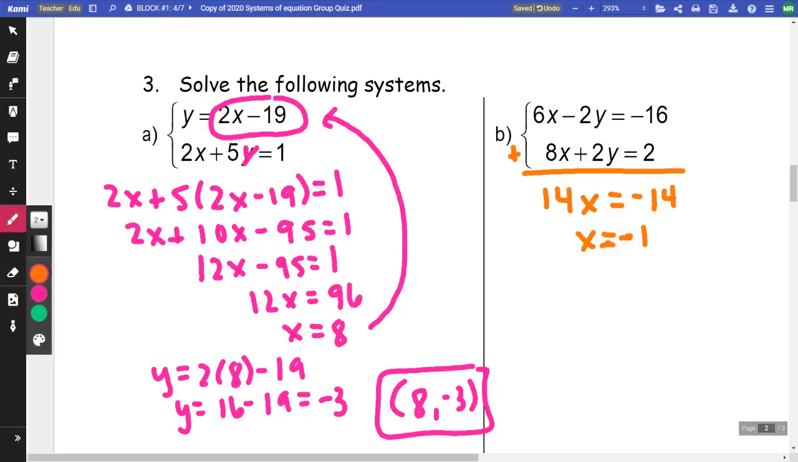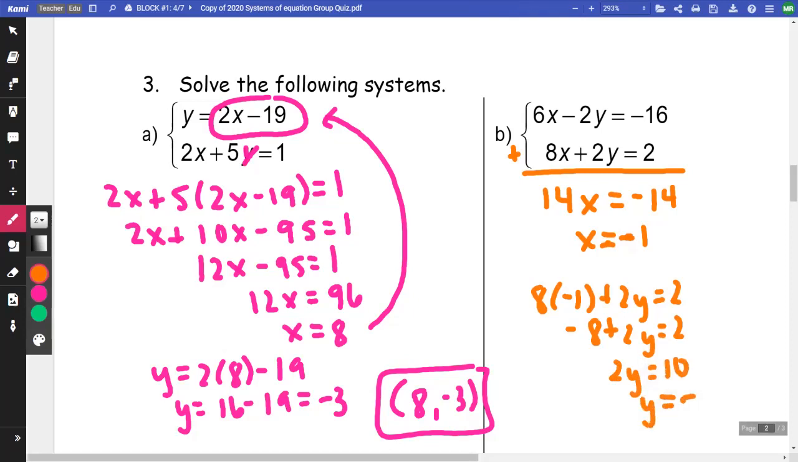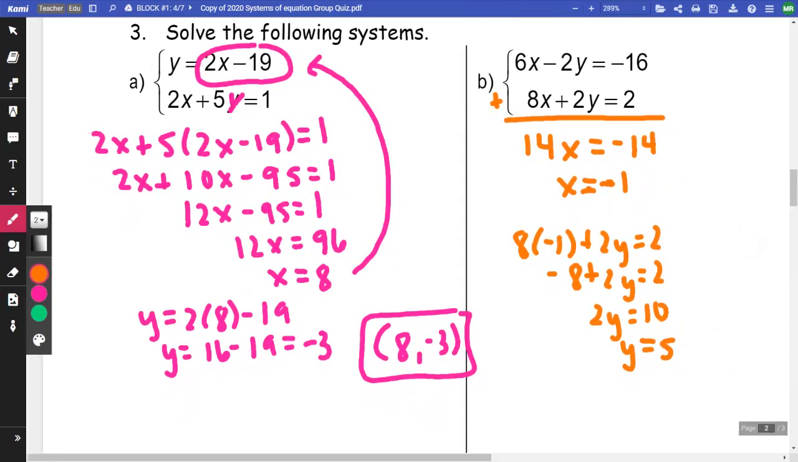And then I need to put that negative 1 into either equation. I think I'm going to put it in the bottom one. So I get 8 times negative 1 plus 2y equals 2. So that's negative 8 plus 2y equals 2. So I'm going to add 8. So I get 2y equals 10. So y equals 5. So my answer is going to be (-1, 5).